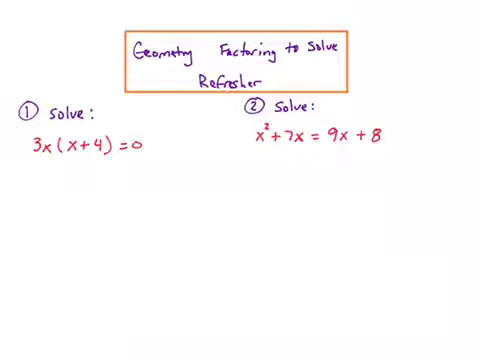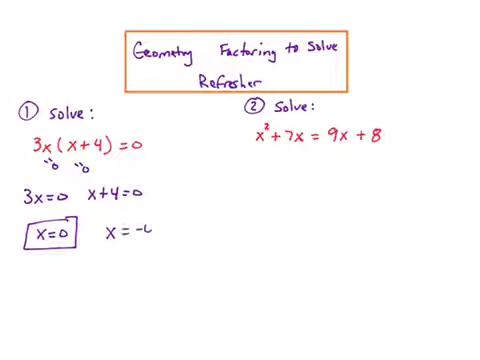So what that means is you're going to set each of these quantities equal to 0 using the zero product property. So you've got 3x equals 0 and x plus 4 equals 0. 3x equals 0 just means x equals 0. X plus 4 just means you'd subtract 4, so x equals negative 4. So these would be your two solutions.